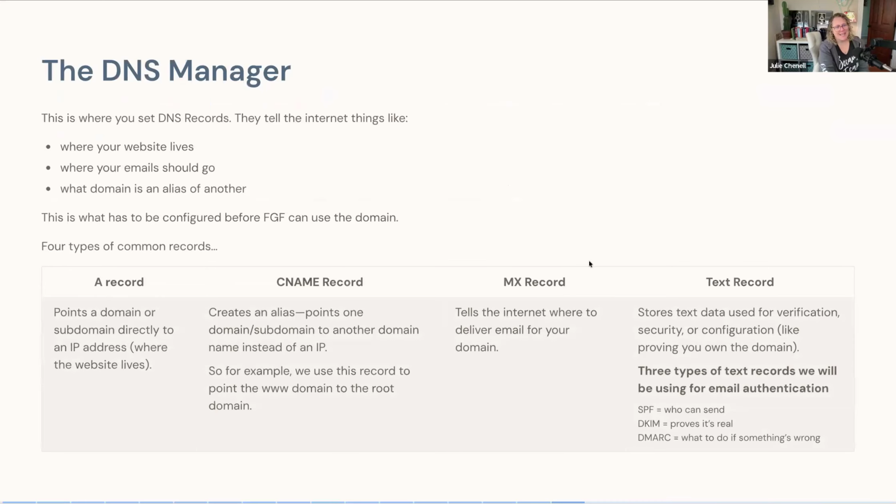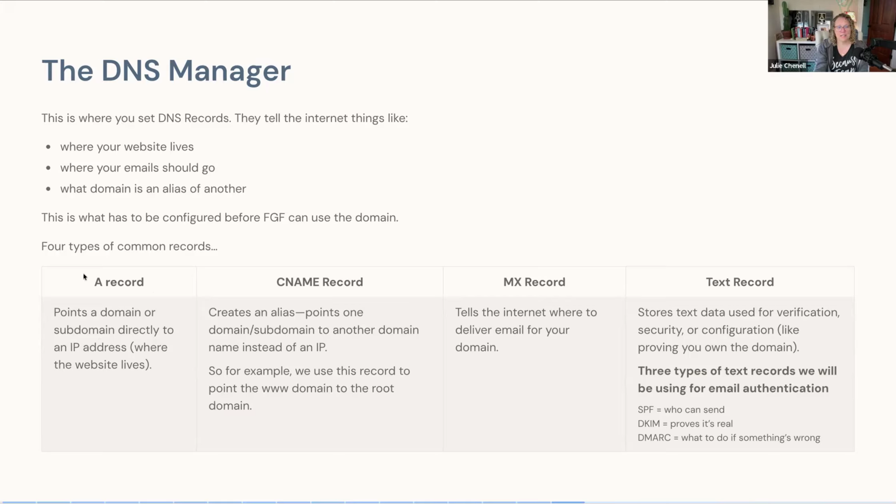Let's talk about the DNS manager. Now, this is where you're actually setting the DNS records. This is very technical. This is what we do for you. And these records tell the internet things like where your website lives, where your emails go, what domain is an alias of another. And this is what has to be configured before FG can use the domain. There are 4 types of records. There are the A records, the CNAME records, the MX records, and the text records. Should actually say TXT, take out the E.